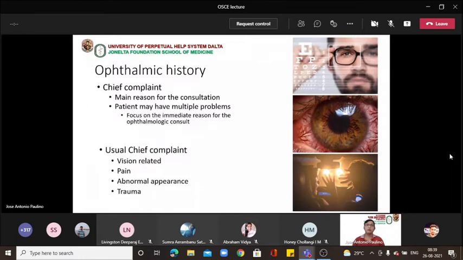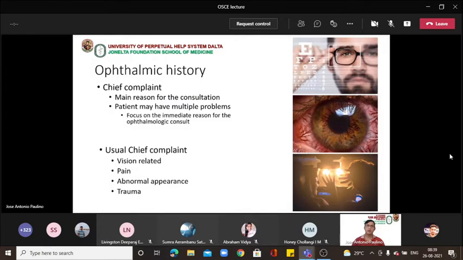It may be the main reason for the consultation. There are times that a patient may have multiple problems. However, we should always focus on the immediate reason for the ophthalmologic consult. Please make sure to get the main problem first, because patients may have problems with their vision and then later on they will tell you there's something wrong with their eyelids or some itchy feeling. So please make sure that you get the main reason for the consult.